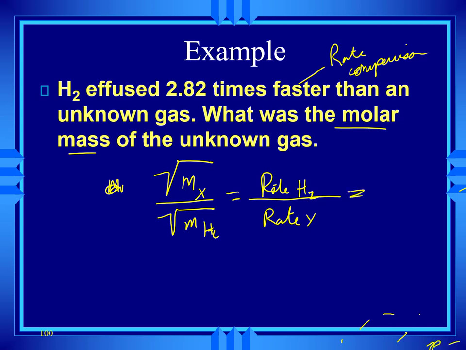But we already know this answer. It says H2 effused 2.82 times faster. So this is 2.82, this part right here. The rate of hydrogen compared to the rate of X is 2.82. So now I just have to solve for the molar mass of X.